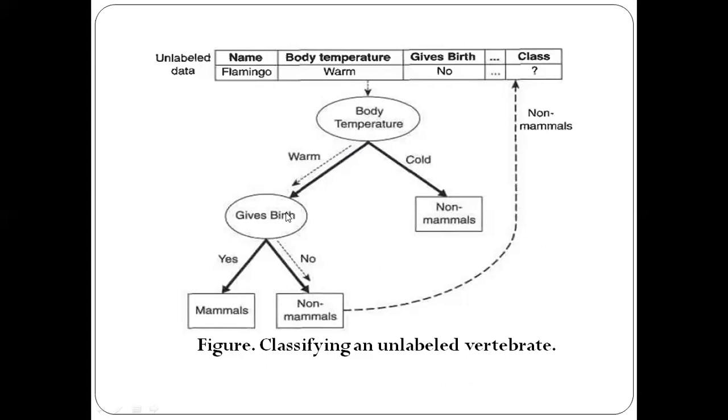After this, next I need to check one more test condition. That is an internal node, gives birth. For gives birth, they have given it as no. So once I trace this path, I will get the class label, that is non-mammal. I will assign that to this unlabeled data. So the class label that has been assigned to this record is non-mammal.